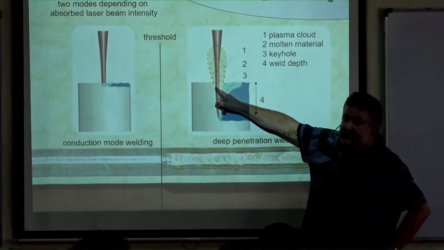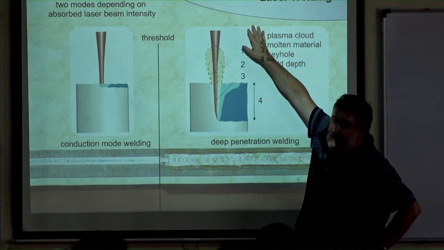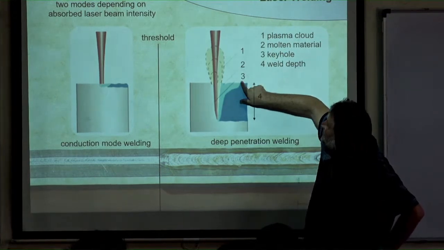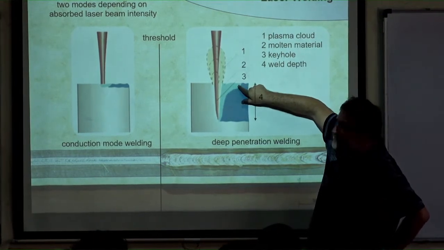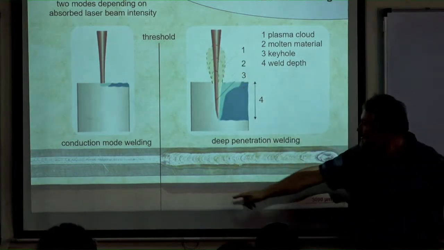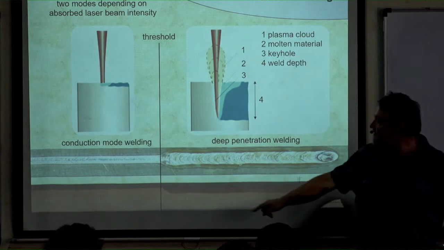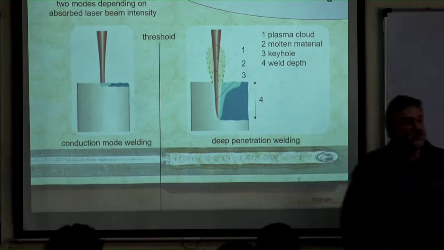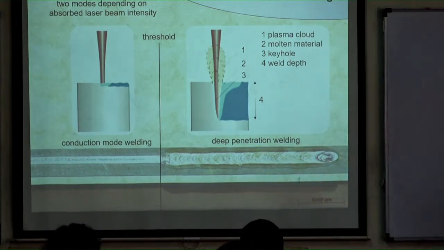Here's a plasma region, and this material is flowing out. Here, this area is material which is liquid, and here it's solid again. The laser ray is moving in this direction. So this is called deep penetration welding. So the weld is much deeper, so it's much more strong. But here you have to work a little bit on this to make this beautiful again.